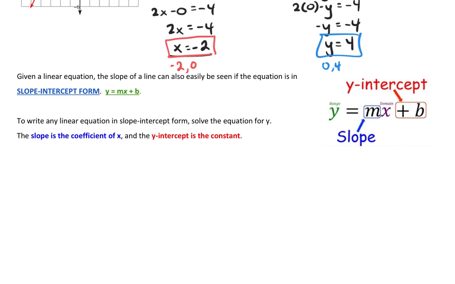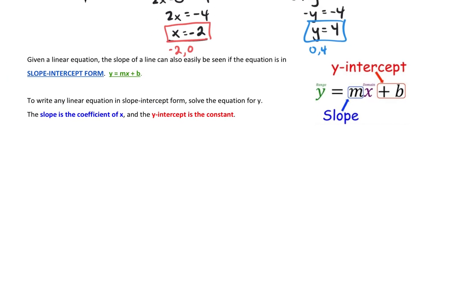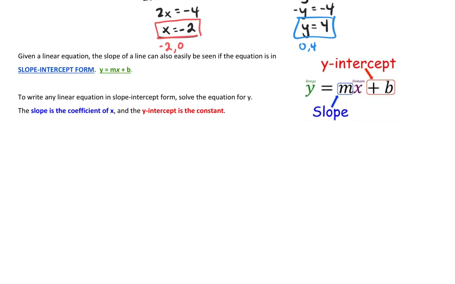So given a linear equation, the slope of a line can also easily be seen if the equation is in slope-intercept form. We know that. We've talked about that in this class already. To write any linear equation in slope-intercept form, solve the equation for y. The slope is the coefficient of x. So my slope is the coefficient of x, and the y-intercept is the constant. So there's my y-intercept. And x and y just stay x and y.